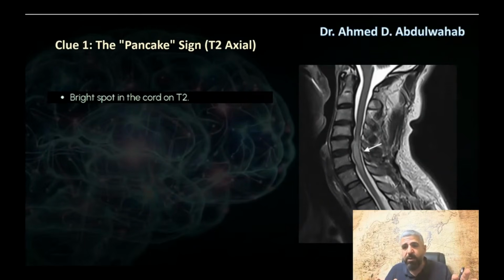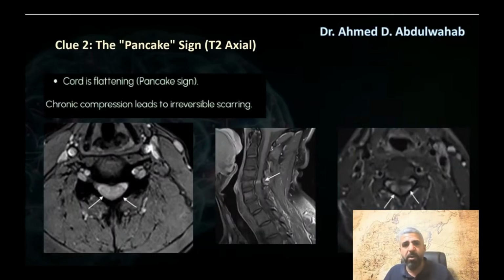Look at the cervical cord. Look at the C5-6 level. The canal is tiny because of a big disc protrusion. Let's see, 2, 3, 4, 5, 6 here. We have a disc protrusion and the canal is tiny. Now, let's go to the second clue.